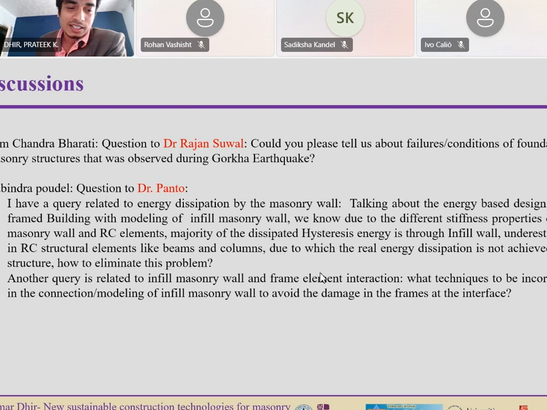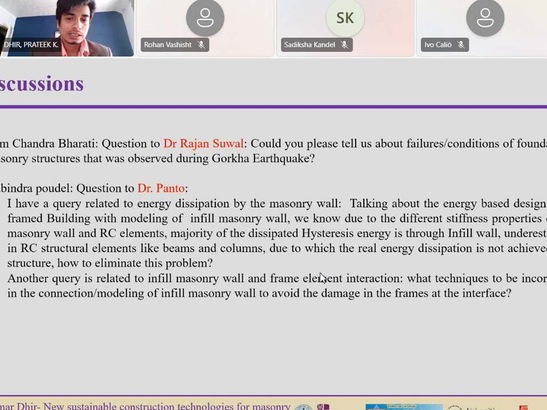Let me conclude by including additional information before, and then we can discuss the interaction. In addition to the energy dissipation, in the case in which we have this sort of interaction between masonry and the frames, another aspect that should be considered is the change in the dynamic properties of the structure if we consider or not the infill masonry panels.